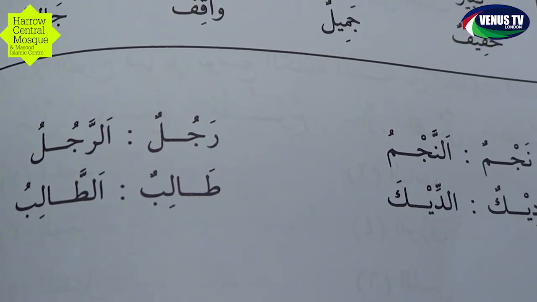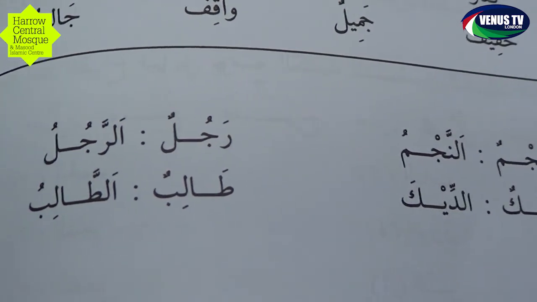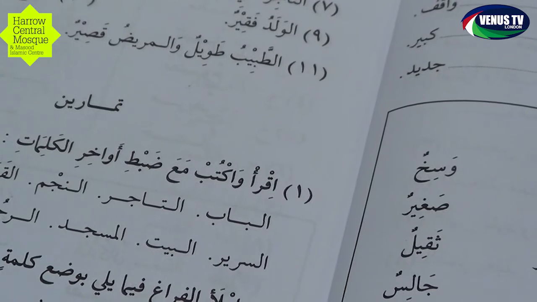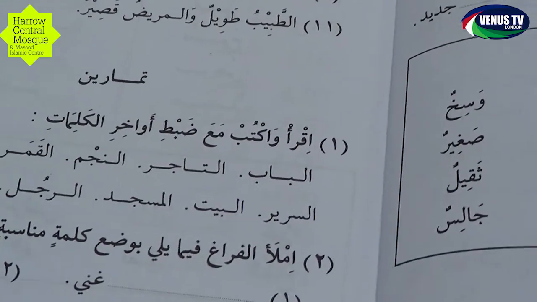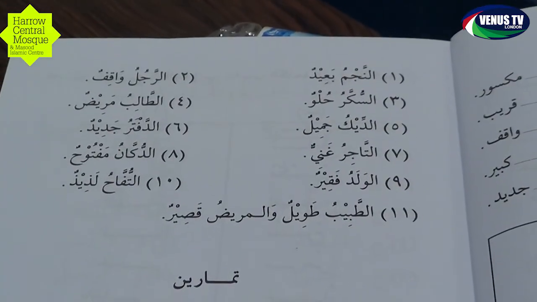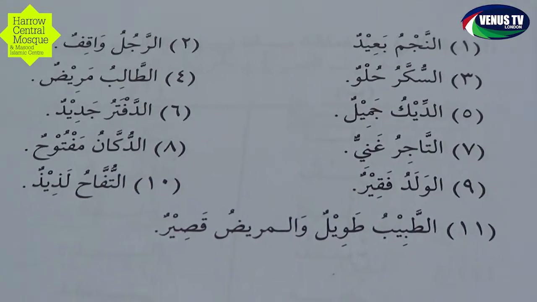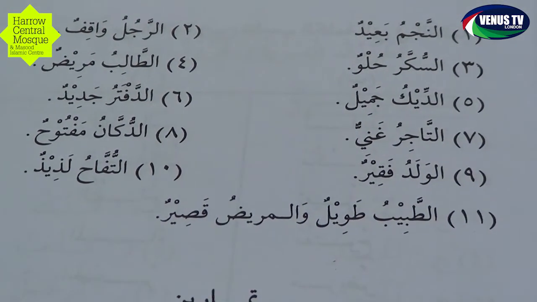So next page, page 17. There's nothing much to do here, other than the fact that you should read it. An-najmu ba'idun, ar-rajulu waqifun, as-sukkaru hulwun. As-sukkar means sugar. Hulwun means sweet. At-talibu maridun. The student is sick. Ad-diku jameelun. The rooster is beautiful.